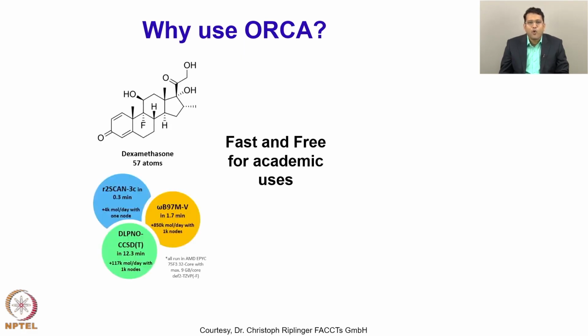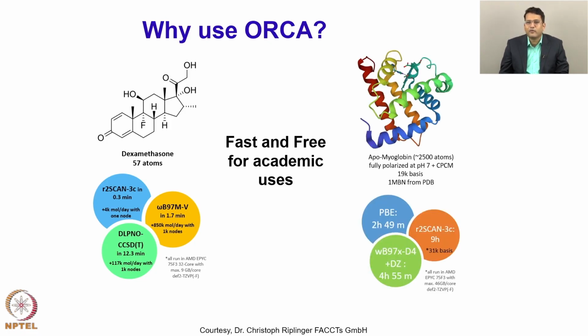Moreover, ORCA can be used for various kinds of systems. For most organic chemists, the standard system size is like 40 to 50 atoms. This is dexamethasone. In this case, you can do the calculation. A DFT calculation can be done in around 2 minutes. And a very sophisticated DLPNO-CCSD(T) calculation, which is considered the gold standard of chemistry, can be done in about 12 minutes. So this is for a standard organic molecule.